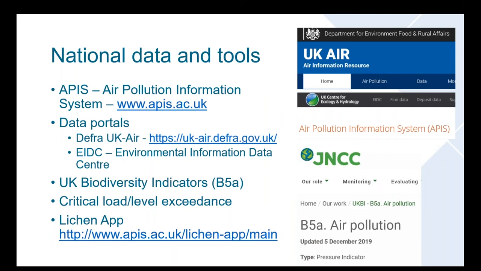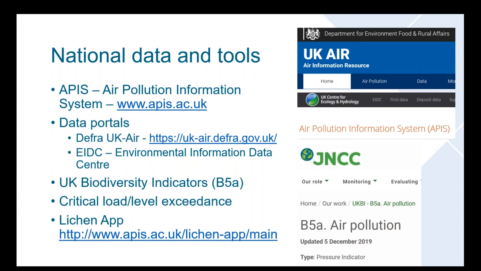So just some examples of national data and tools, and our indicators in JNCC are a big part of this as well, because that's the digested national picture. Air Pollution Information System is a key website that we use. And there are also some data portals. Other data portals are available, by the way. So this is just an example, DEFRA's UK Air website. There's a picture up there, and the Environmental Information Data Centre that UK Centre for Ecology and Hydrology run.